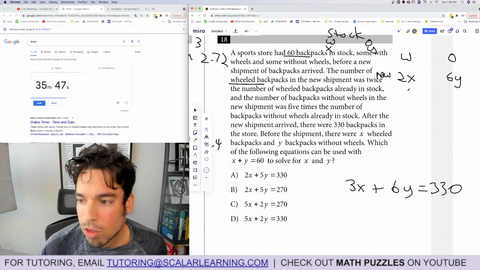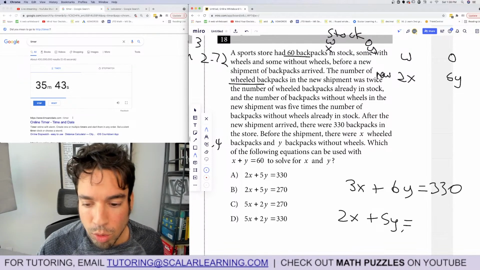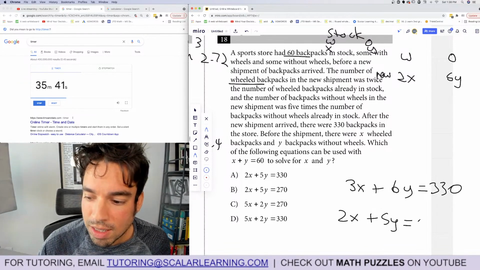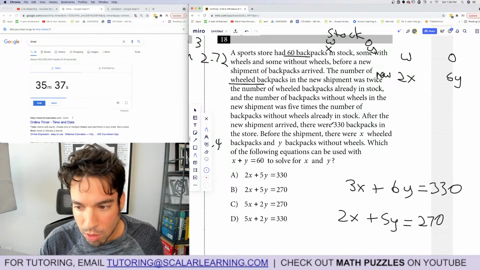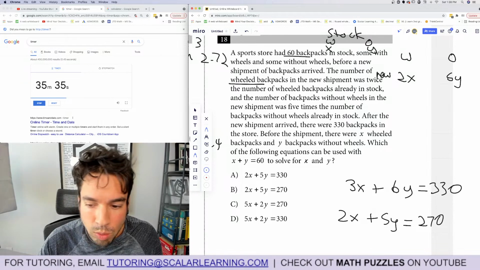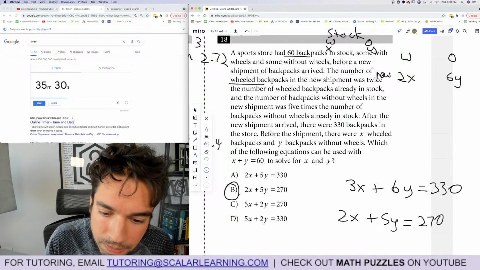So, okay. So the next we would say 2x plus 5y. It doesn't equal 330. It equals 270 because that's what the new shipment is. Because they said after the new shipment, there were 330 total, because you have to add it to what was in stock. So 2x plus 5y equals 270, and there's the winner. Let me just make sure.